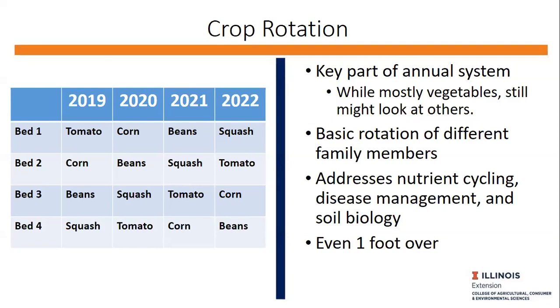So it can address nutrient cycling, and that's where we commonly see people grow corn followed by beans, because beans are fixing nitrogen from the atmosphere into the soil. It can help a lot with disease management and really help a lot with soil biology. When it comes to maintaining soil health, crop rotation can address the biological properties, and it can also address those chemical properties too. Perhaps it might address those physical properties.